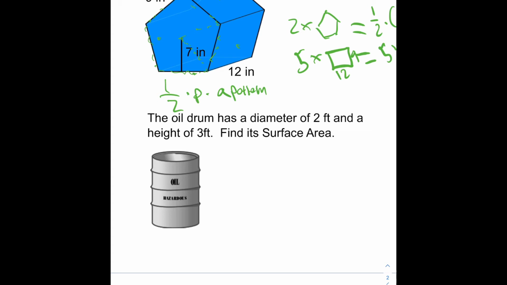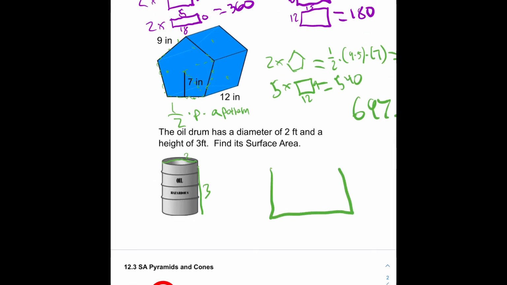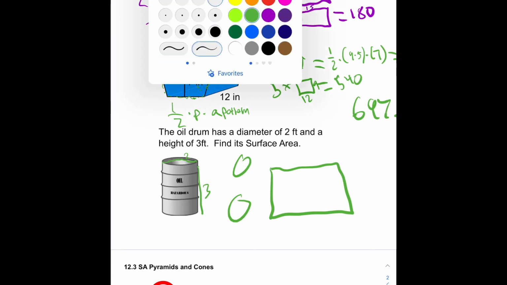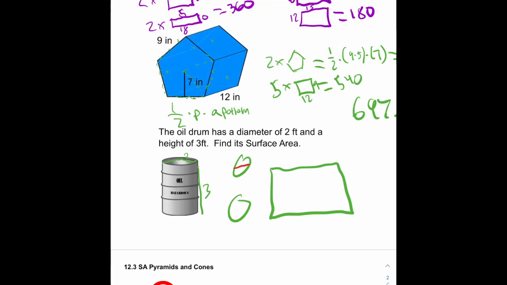The oil drum has a diameter of 2 feet and a height of 3 feet. Find its surface area. So again, diameter 2, height 3. The surface area of this is a net. We talked about it. I've got 2 circles with a rectangle. So if my circles have a diameter, again, I need to figure out the circumference. That's my big idea. Because I have the diameter, I'm going to use pi times d. So I'm going to say 2 times 3.14 gives me 6.28. This is a side of, or this is right here. So I can do 6.28 times 3 to give me 18.84.